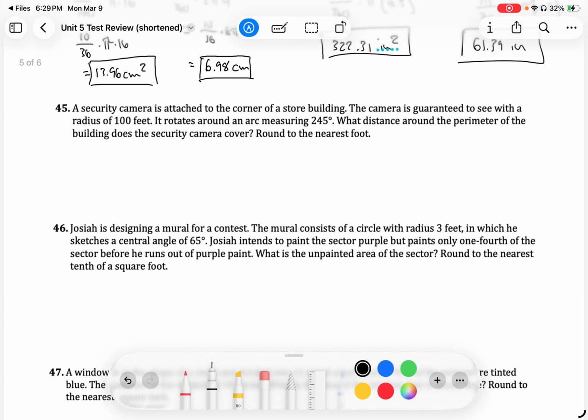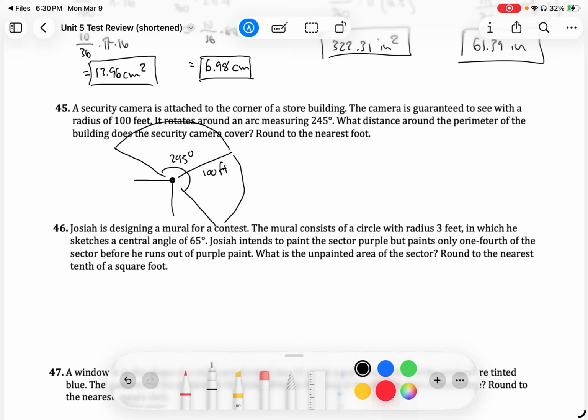Okay. So 45, security cameras attached in the corner of a store building. Okay. Cameras guaranteed to see with a radius of 100 feet. Okay. It rotates around an arc measuring 245 degrees. Okay. What distance around the perimeter of the building does the security camera cover?